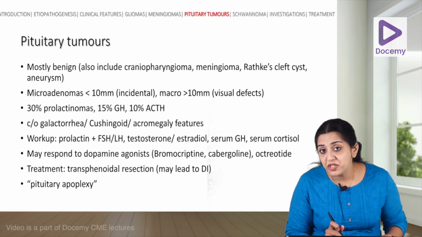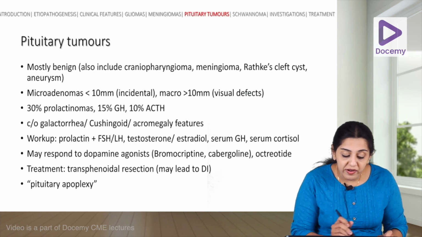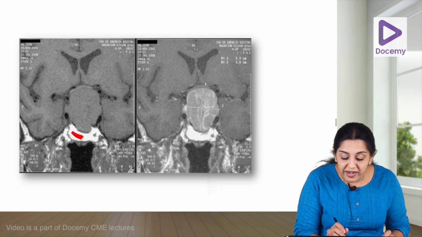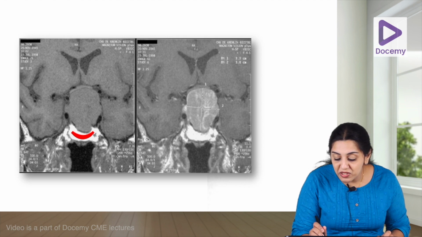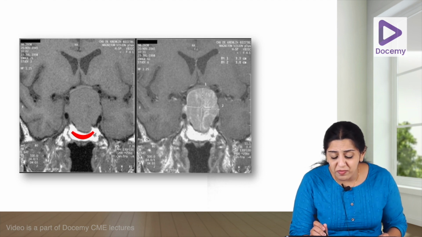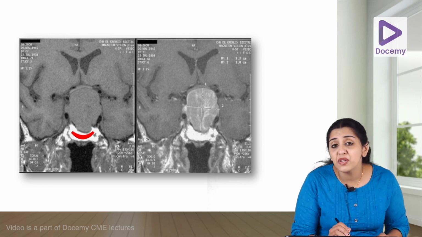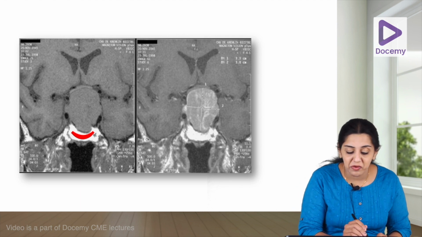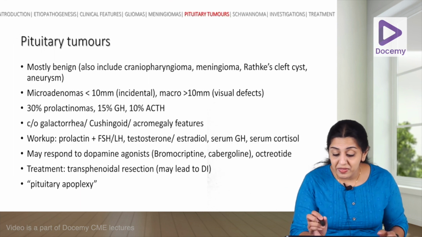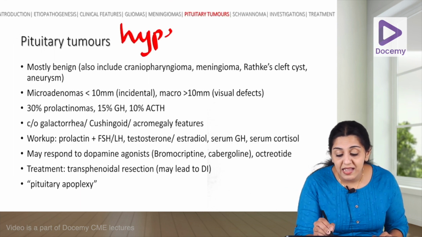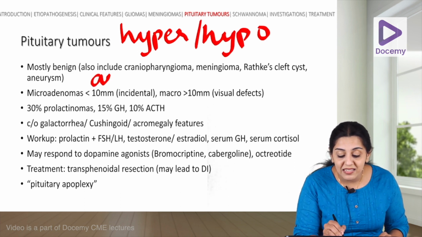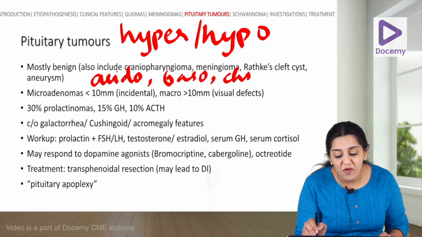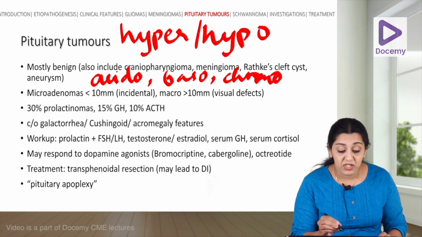Next, about pituitary tumors. As I have already mentioned, the pituitary is very close to the optic chiasma. Here you see a pituitary tumor impinging on the optic chiasma, so the patient will have bitemporal hemianopia. They are mostly benign. You have hypersecreting as well as hyposecreting tumors. You also have acidophil adenomas, basophil adenomas, as well as chromophobe adenomas, depending on the histology.